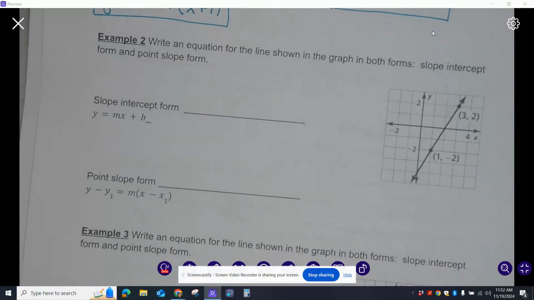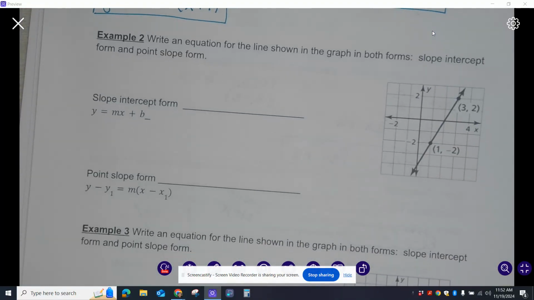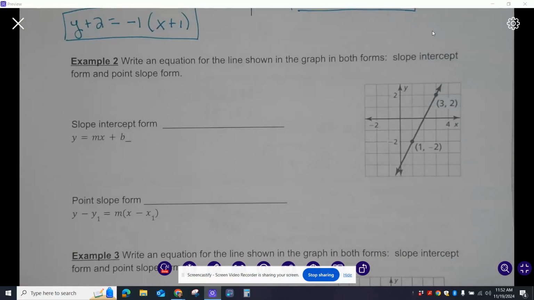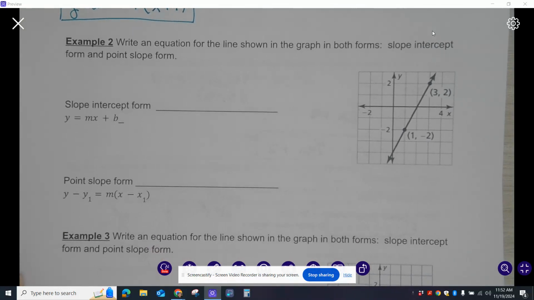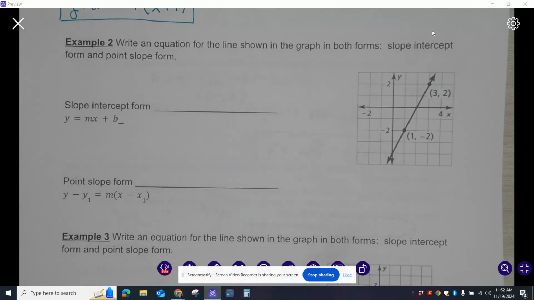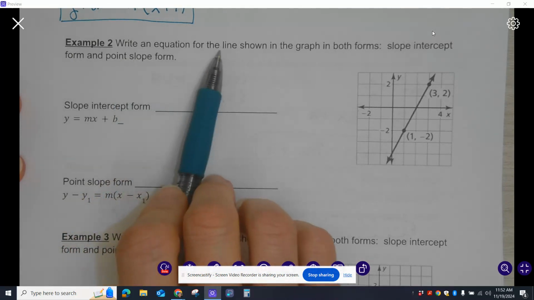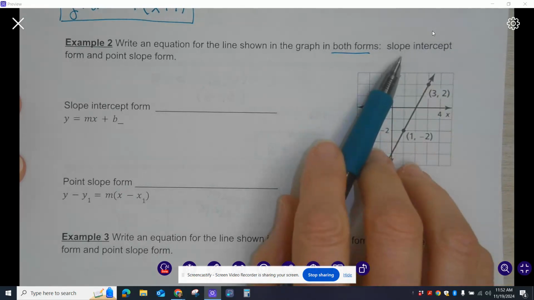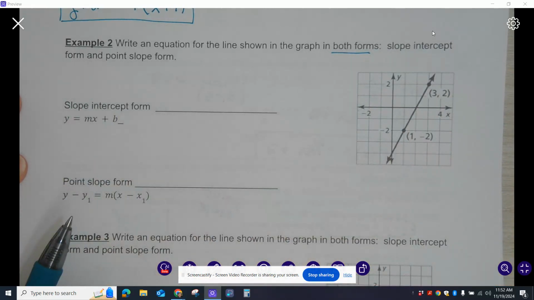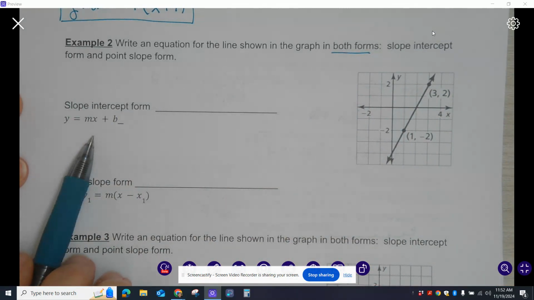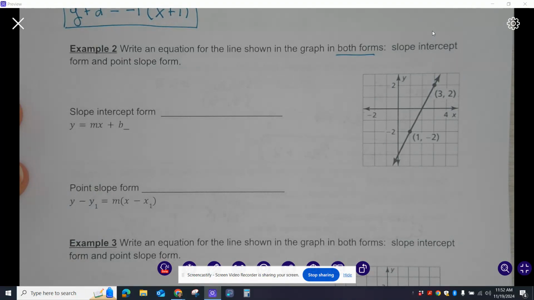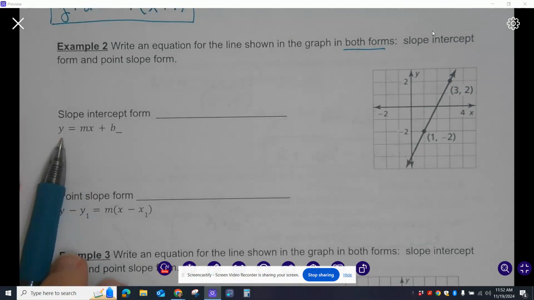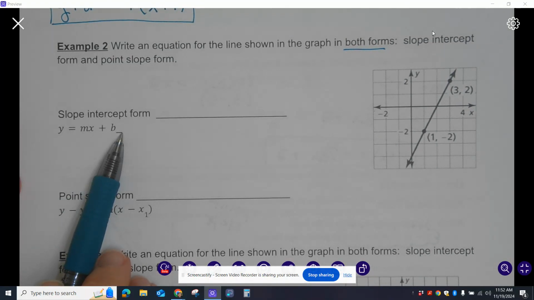Okay, example 2 says, write an equation. Got to read the directions carefully now because we now know 2 different ways for writing equations of a line. This says, write an equation for the line shown in the graph in both forms, slope-intercept form and point-slope form. And we even gave you a reminder here. I'm going to zoom in a bit. That slope-intercept form is y equals mx plus b.